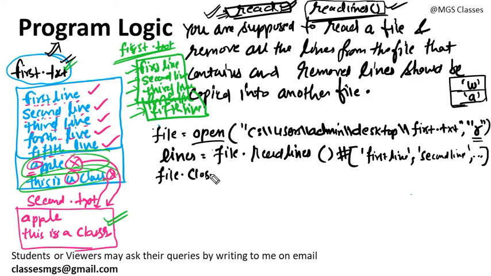I have read the file line and stored all the lines of the file in the variable lines. Now I will apply a for loop and check whether a line contains the character A in it. If it contains the character A, I will simply write this line into some other file and remove it from this file, and then we are going to write the same file into some other file.